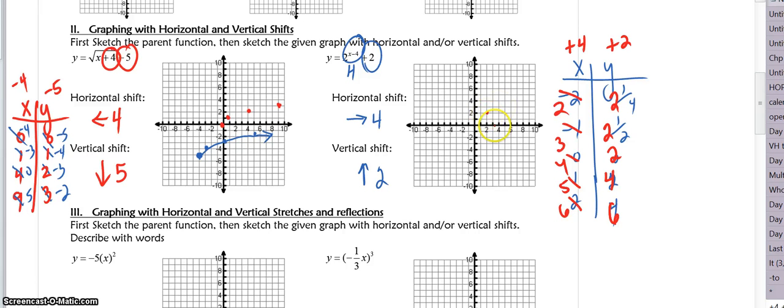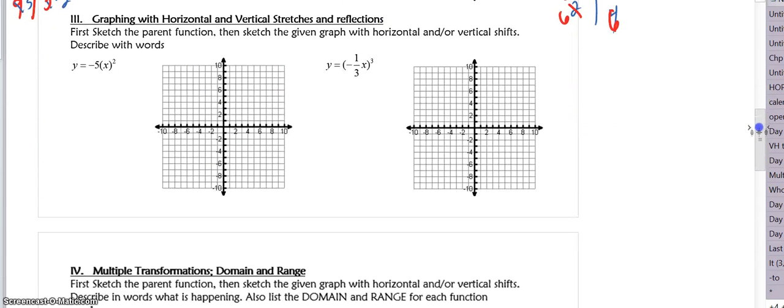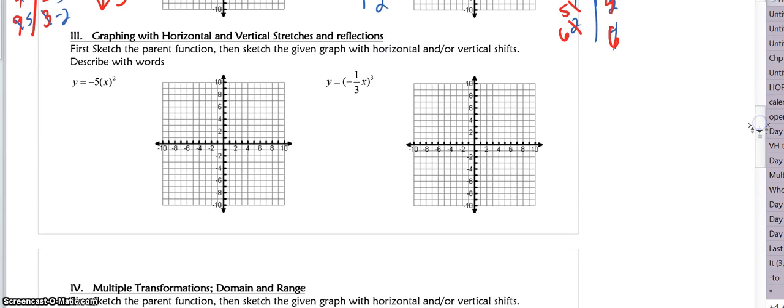So I have the point 2, 2 1/4, that's kind of hard to plot. I have the point 3, 2 1/2, which is a little bit higher. I have the point 4, 3, and 5, 4, and 6, 6. So go ahead and plot those and see what you get, because I don't want to waste time on that. All right, down here, graphing with horizontal and vertical stretches and shrinks.